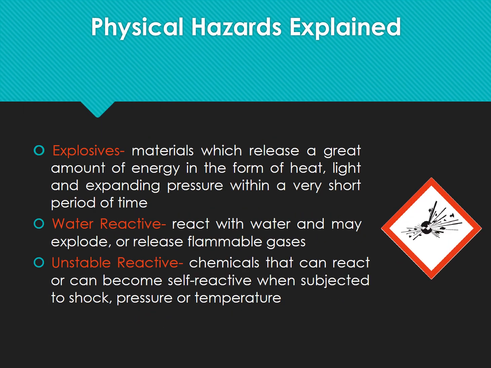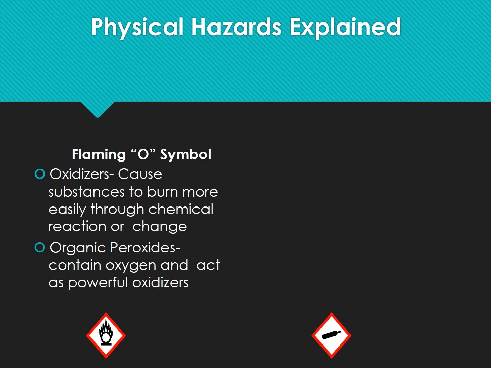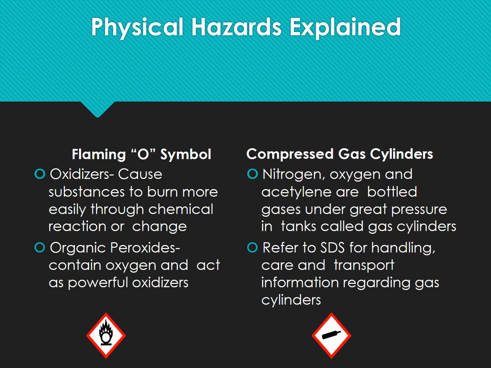These are the types of hazards associated with explosives. The flaming O symbol includes oxidizers and organic peroxides. Compressed gas cylinders. There are many compressed gas cylinders used in the aviation field.